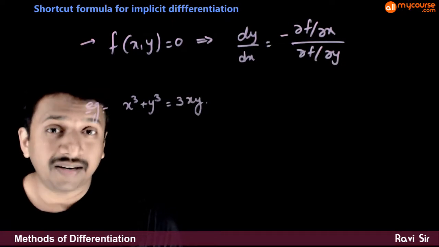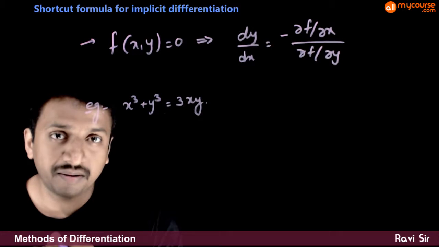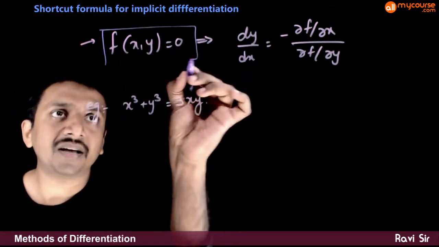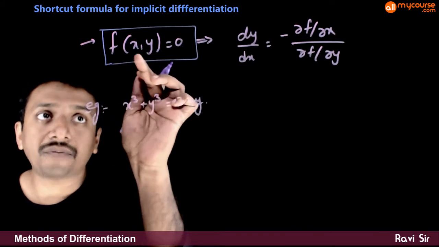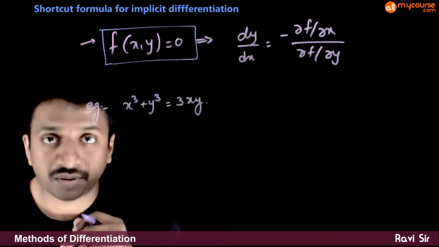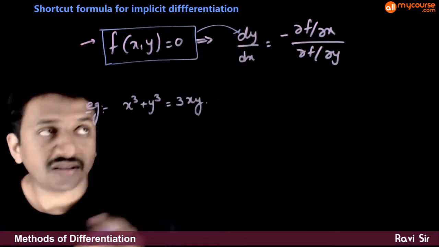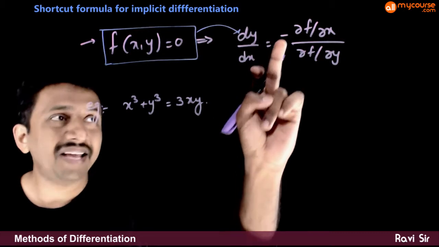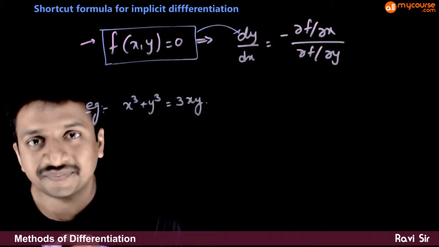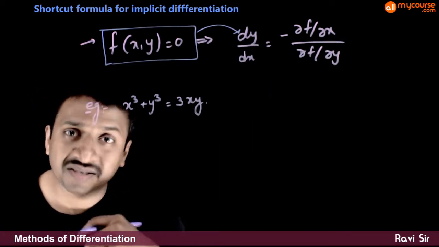So now let us look at the shortcut formula for implicit differentiation. The shortcut is quite simple. It says that if you have an implicit function f of x comma y is equal to 0, then dy by dx is equal to minus of dou f by dou x by dou f by dou y. So you might be wondering what dou f by dou x is and dou f by dou y is.